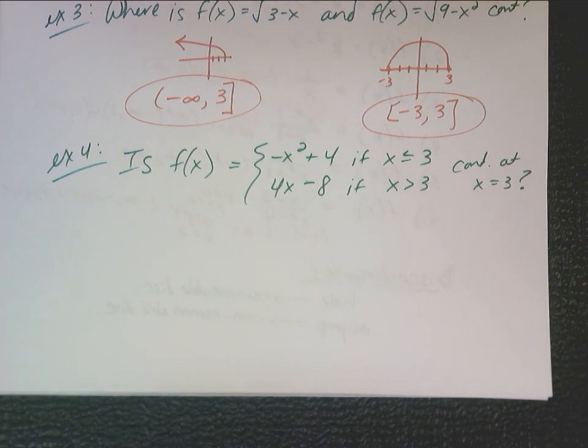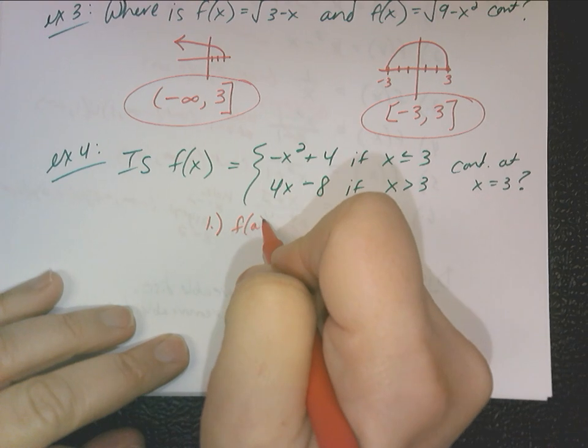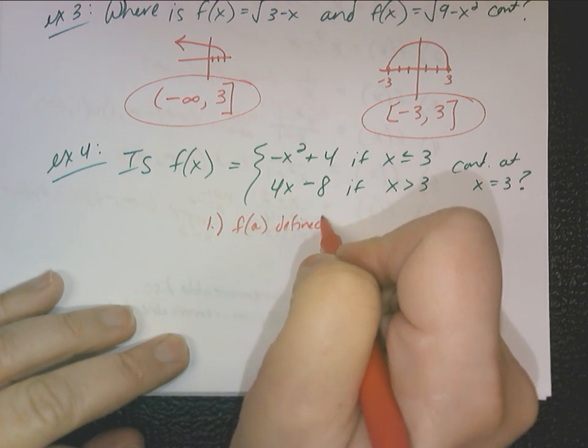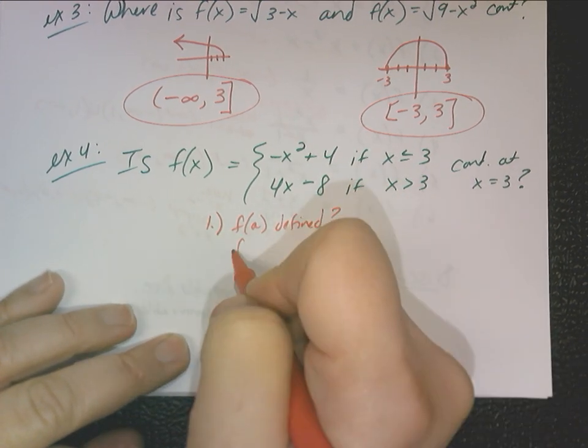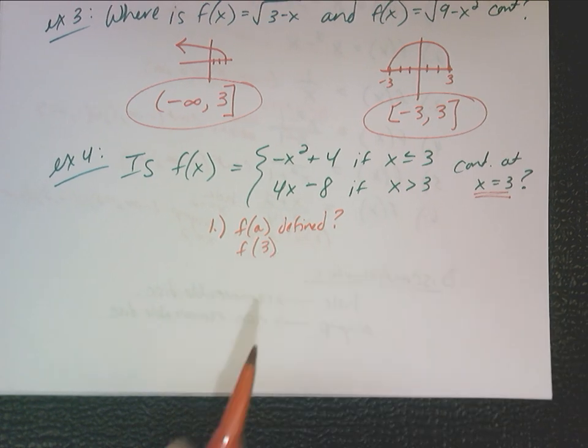It's actually not that hard. Number 1 says, is f of a defined? Or in this case, f of what? What am I looking for? f of 3. Is f of 3 defined here?